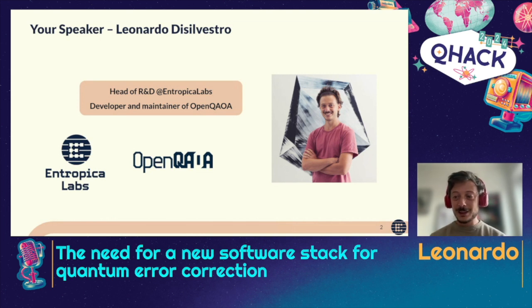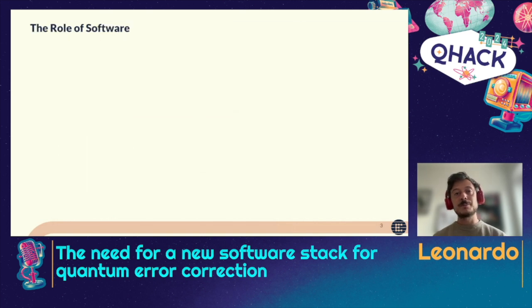Entropica Labs is a startup in Singapore, trying to make quantum computers useful, like many other startups out there. You may have interacted with me already because I'm a developer and maintainer of OpenQAOA. It's an open source package sponsored by Entropica to solve the quantum approximate optimization algorithm. And indeed, if you participated in QHack in the last couple of years, you might have heard a few talks from us on that topic. But today, I'm here to talk about something slightly different.